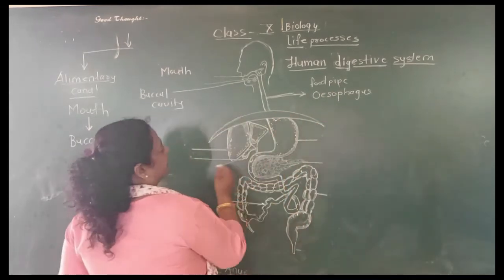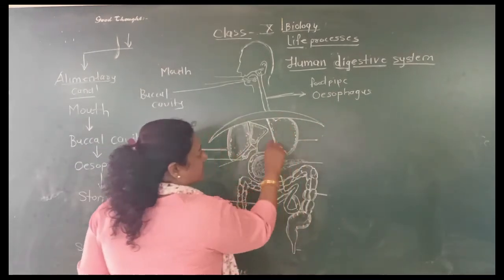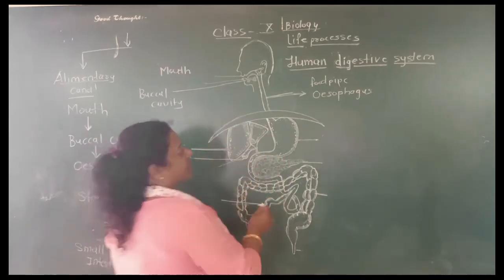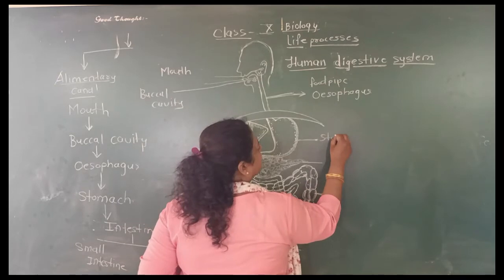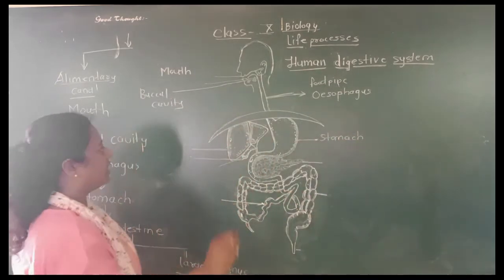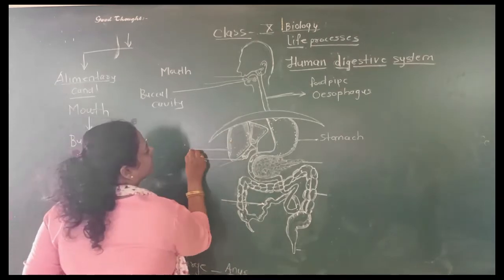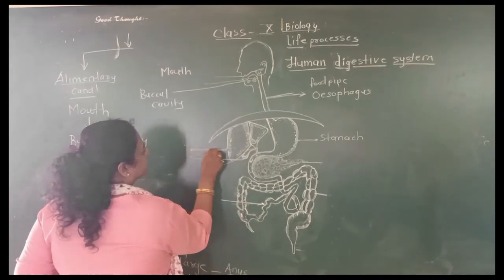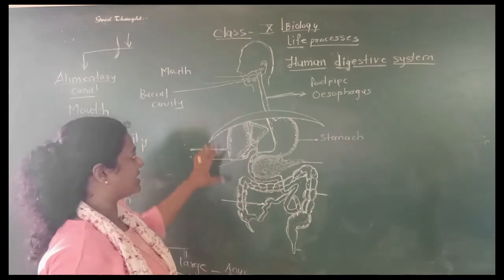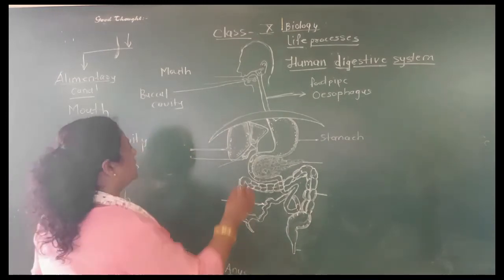After it, you can see this J-shaped muscular pouch. What is it called? Stomach. Beside it, here you can see one gland. As we are not studying glands now, but as a part of this digestive system, I have to show you. So what is this?